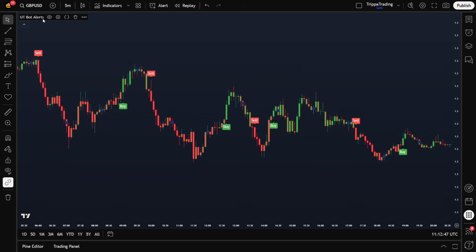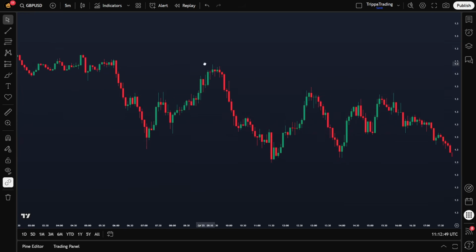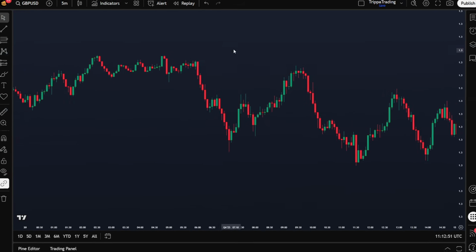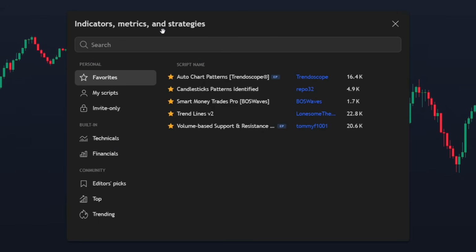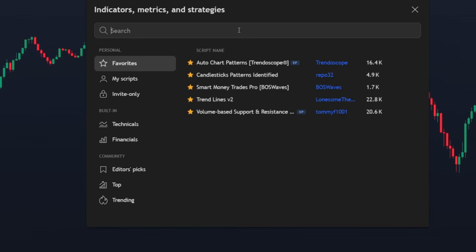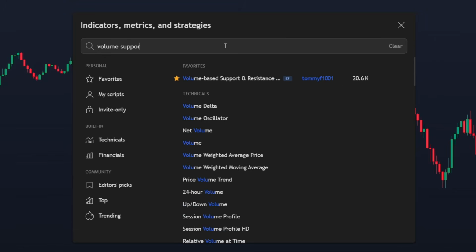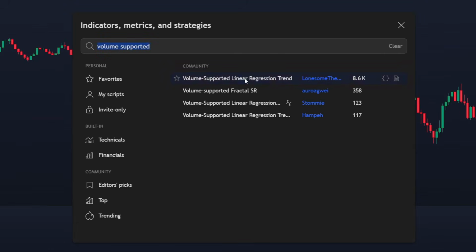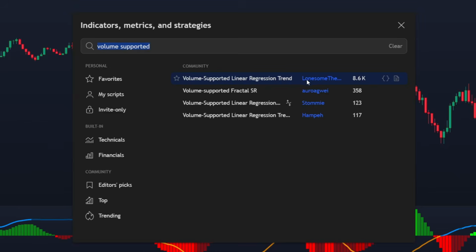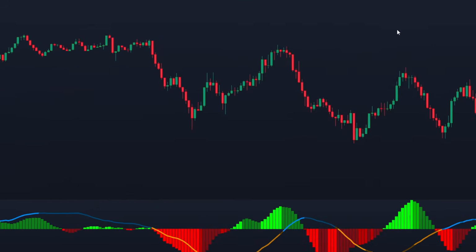Now let's move on to the next indicator on our list. So let me just quickly remove this indicator and open the Indicators tab. Yes, so the next one is called Volume Supported Linear Regression by Lonesome DU. This is the exact indicator. Make sure you use exactly this one.